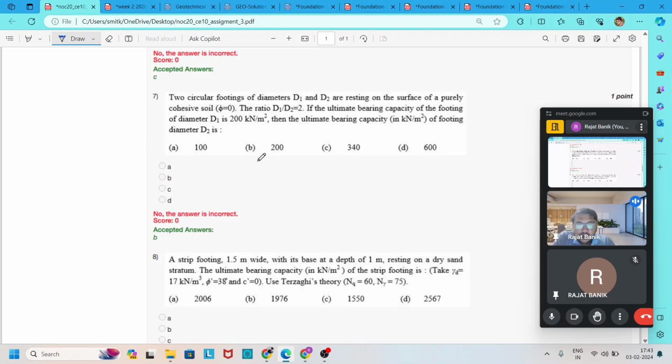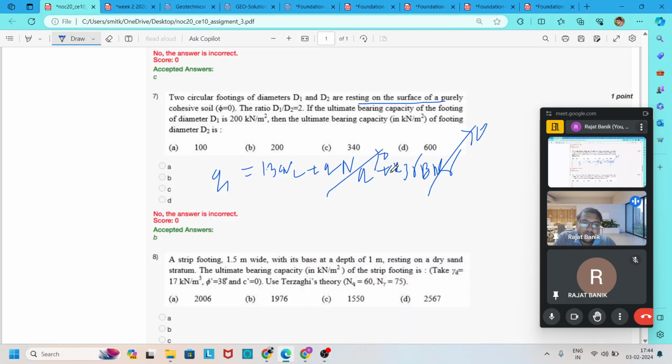So we know that for a circular footing the formula is given as 1.3 c Nc plus q Nq plus 0.3 gamma B N gamma. Okay. So for pure cohesive soil, we know that N gamma is equal to 0, so this part is equal to 0, and it is also resting on the ground surface. So q and Nq part is also 0 because Df is equal to 0.